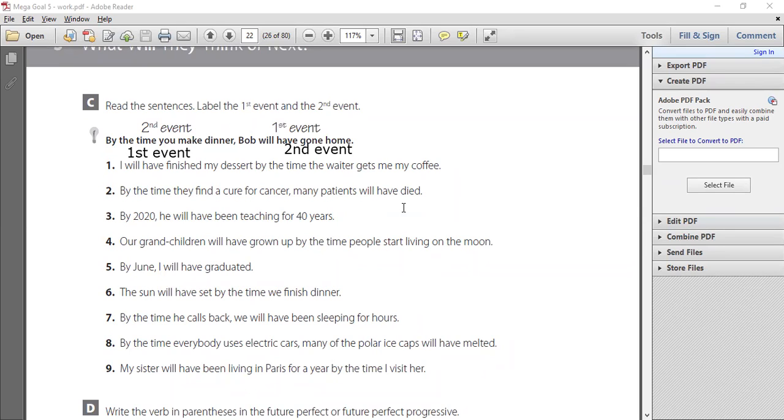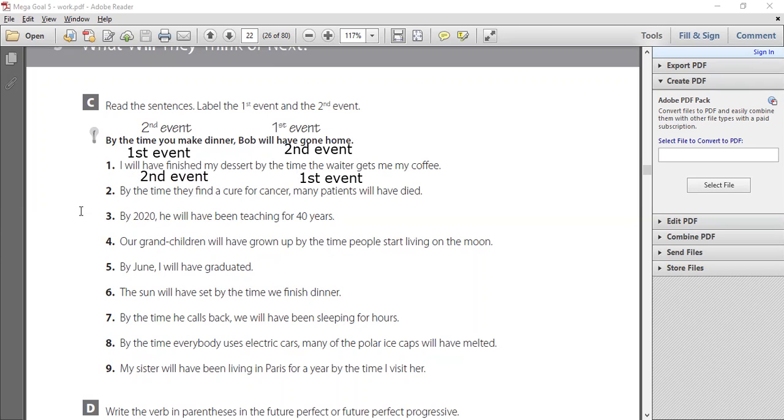Patients will have died by the time they find a cure for cancer. Yes, very good. Thank you, Ragad. The first event is patients will have died. First event. And the second event is that when they find a cure for cancer. It's easy, but you just need to focus a little bit more.